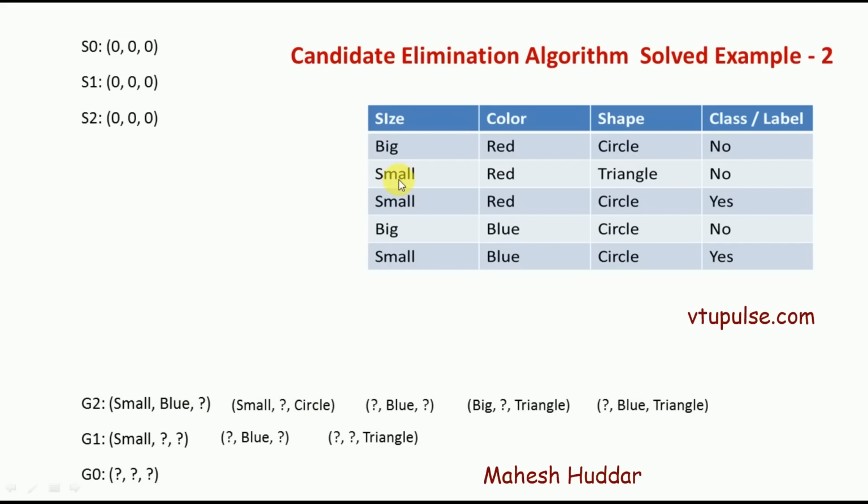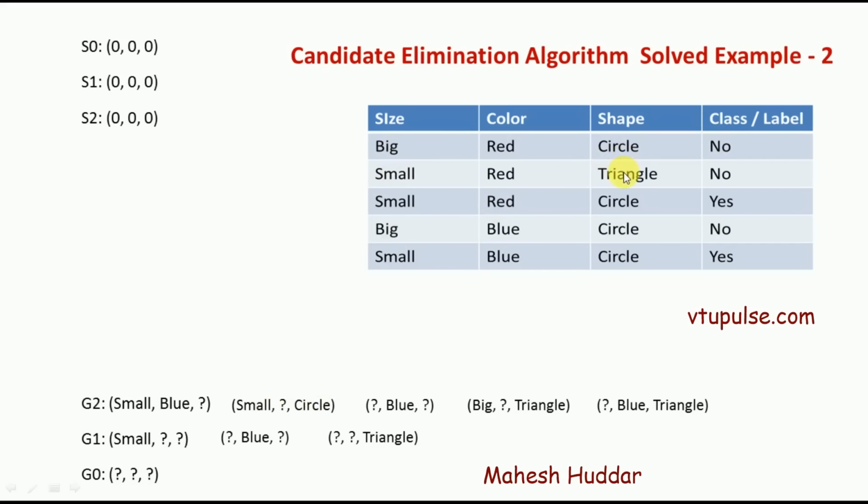So the first one we will check out. Small blue question mark. Small will not match with big. Negative classification, expected is negative. Perfectly fine. Small will match with small, but blue will not match with red. So this is a negative classification and expected is negative here. So we can say that it's consistent with both the examples. We will come to this one, small question mark circle. Small will not match with big, so negative classification, expected is negative. Small will match with small, but this circle will not match with triangle. So negative classification, expected is negative. So it is consistent with both the examples.